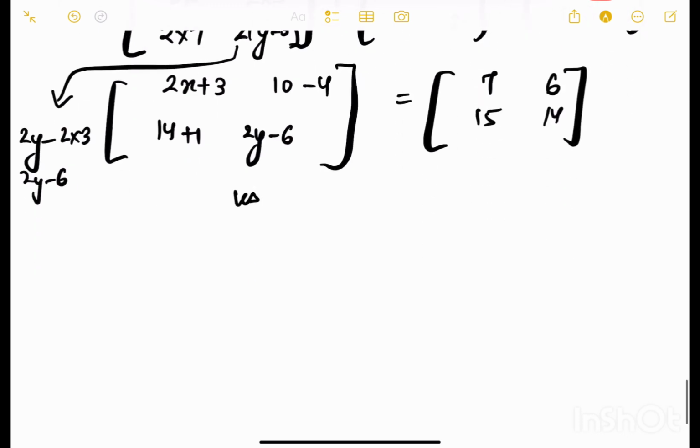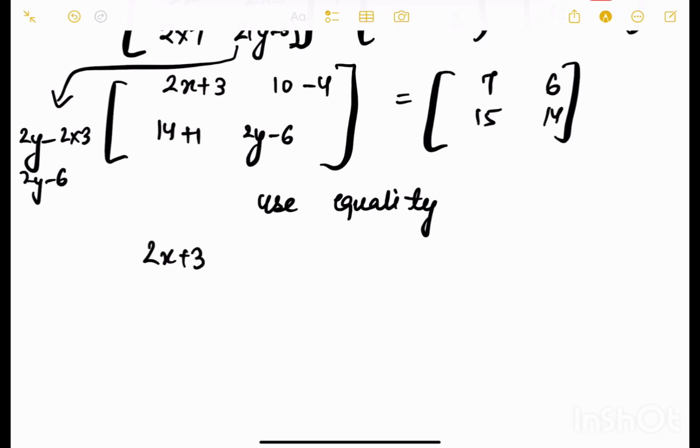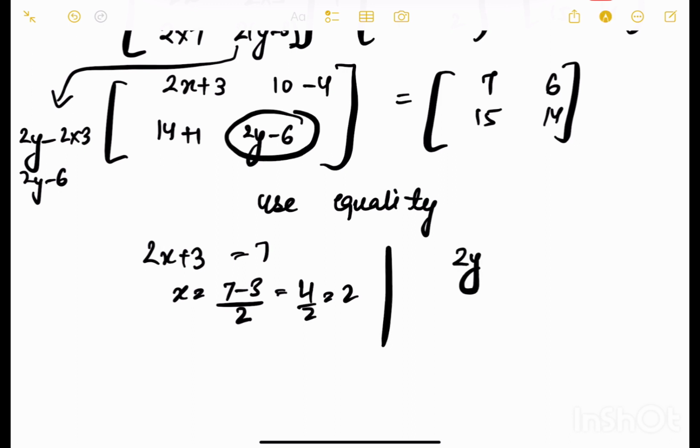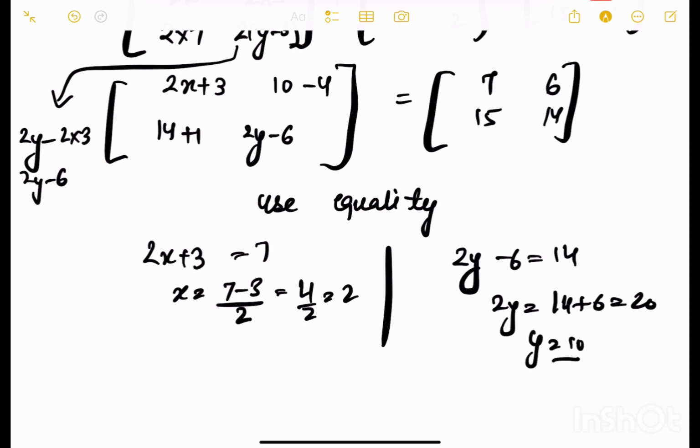Now we will use the equality property where every corresponding element is equated. 7 minus 3 by 2. This is my 4 by 2. This is 2. And for calculating y, I will be using this expression. 14 plus 6, this is 20. And my y will be 10.